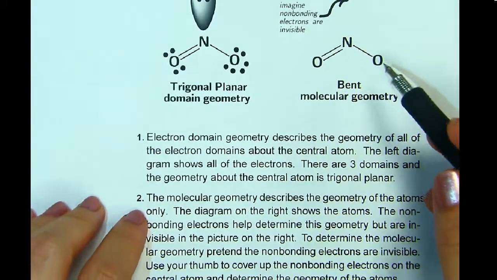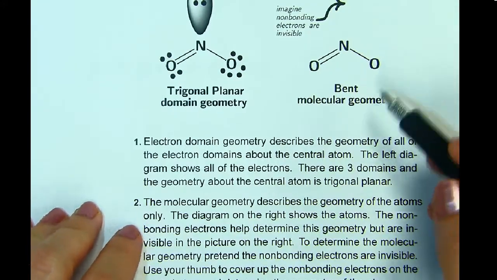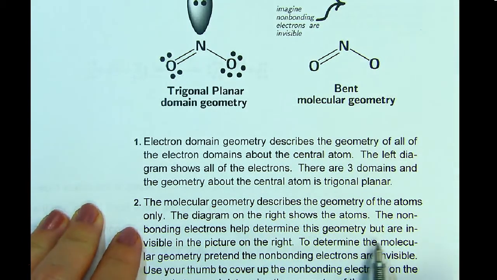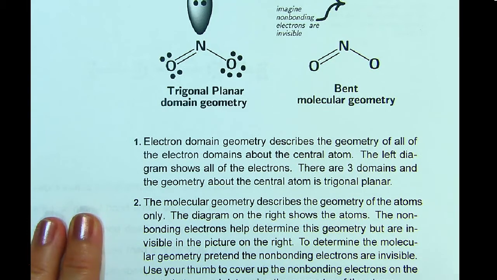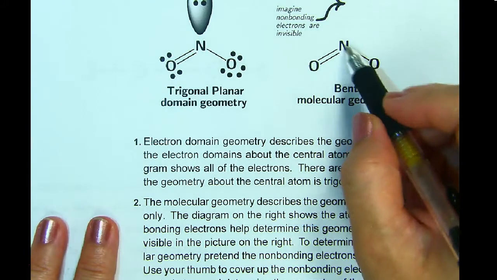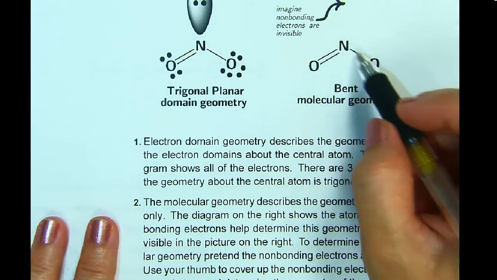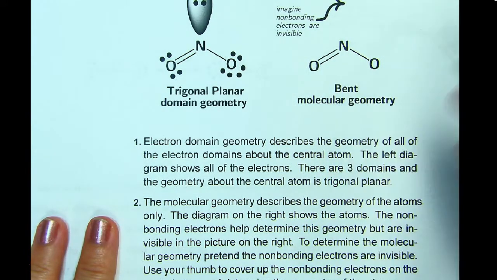The diagram on the right shows the atoms. The non-bonding electrons help determine this geometry but are invisible in the picture on the right. To determine the molecular geometry, pretend the non-bonding electrons are invisible. Use your thumb to cover up the non-bonding electrons on the central atom and determine the geometry. So the molecular geometry just based on these atoms is going to be considered bent.